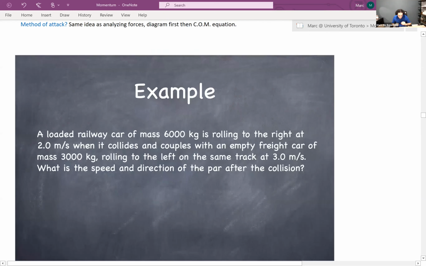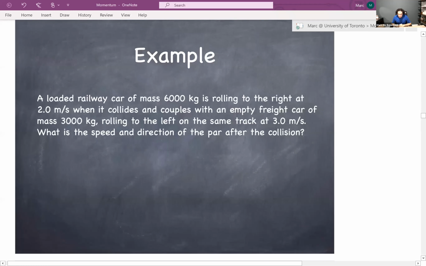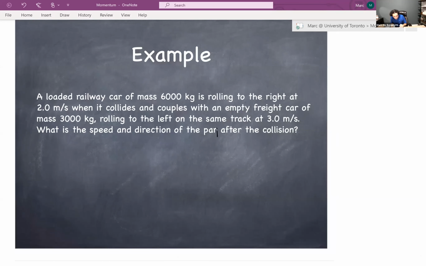Here's an example. A loaded railway car of mass 600 kilograms is rolling to the right at 2 meters per second when it collides and couples with an empty freight car of 3,000 kilograms rolling to the left on the same track at 3 meters per second. What is the speed and direction of the pair after the collision?